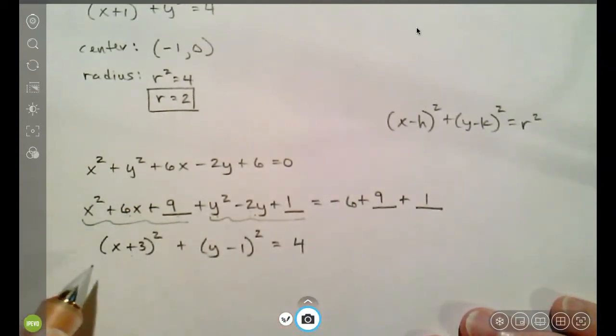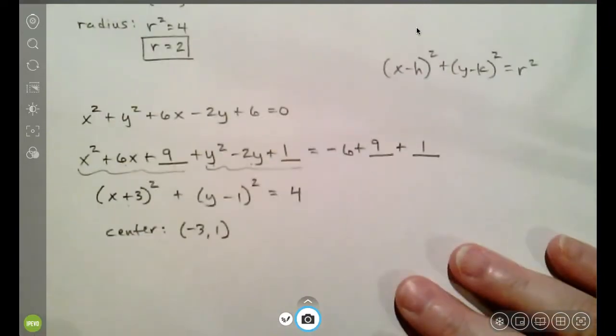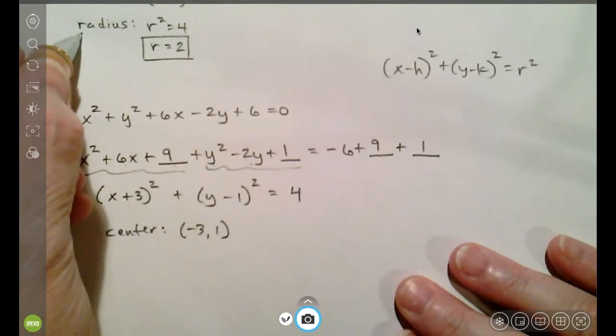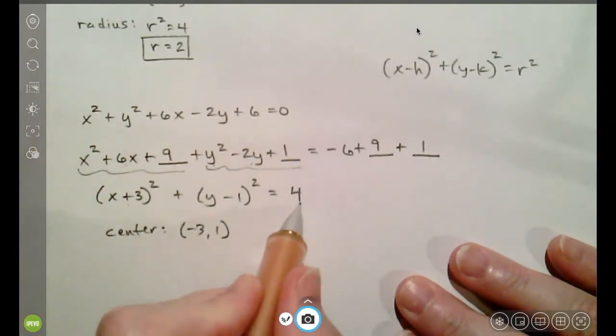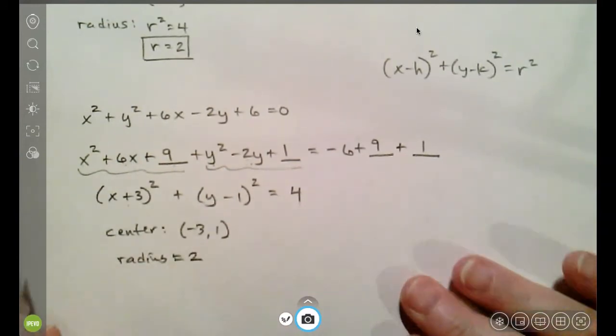So now that my equation looks like this, I can go ahead and just pull out the x coordinate and the y coordinate of my center. So my center is going to be the point -3, +1. So again, they're opposite of what you see there. And then my radius, just like up above, my radius squared was 4. So my radius squared is 4 here. So the radius here is going to be 2.